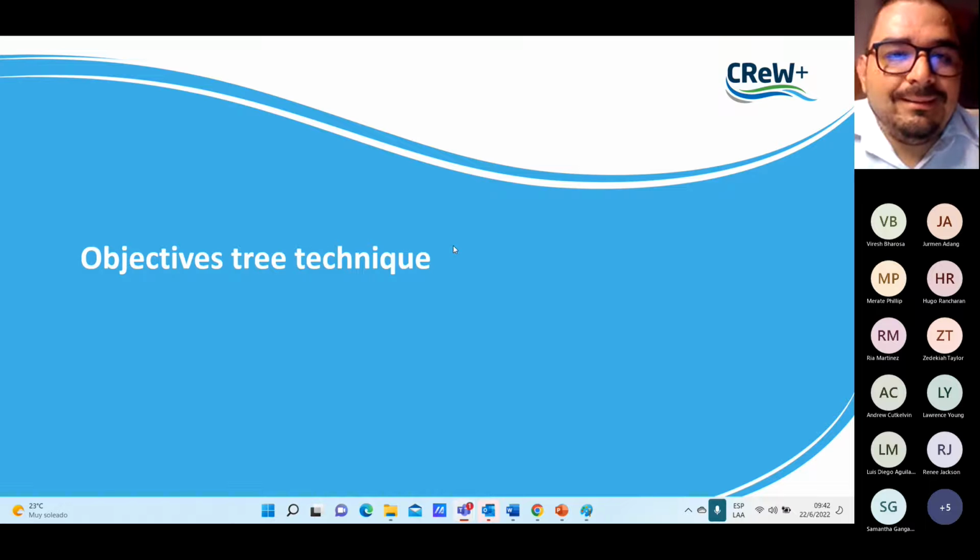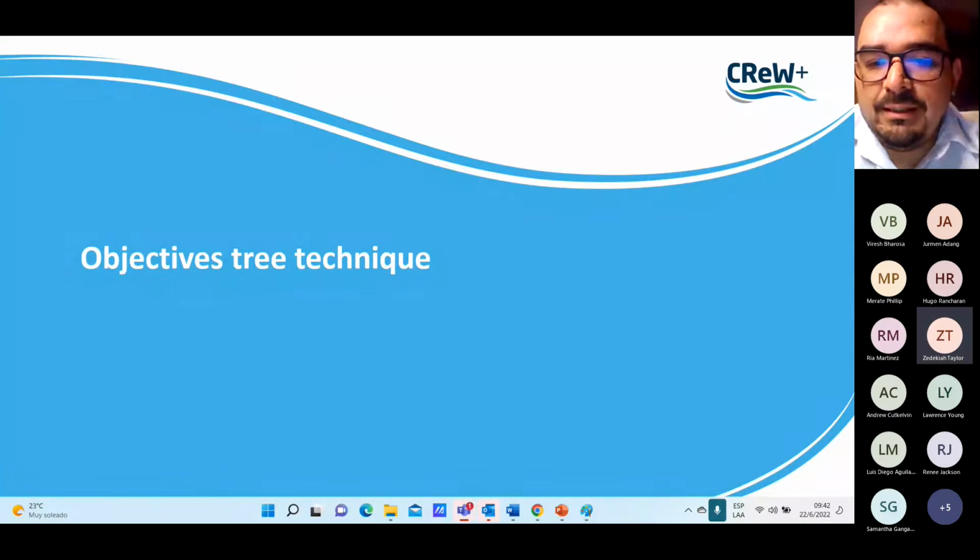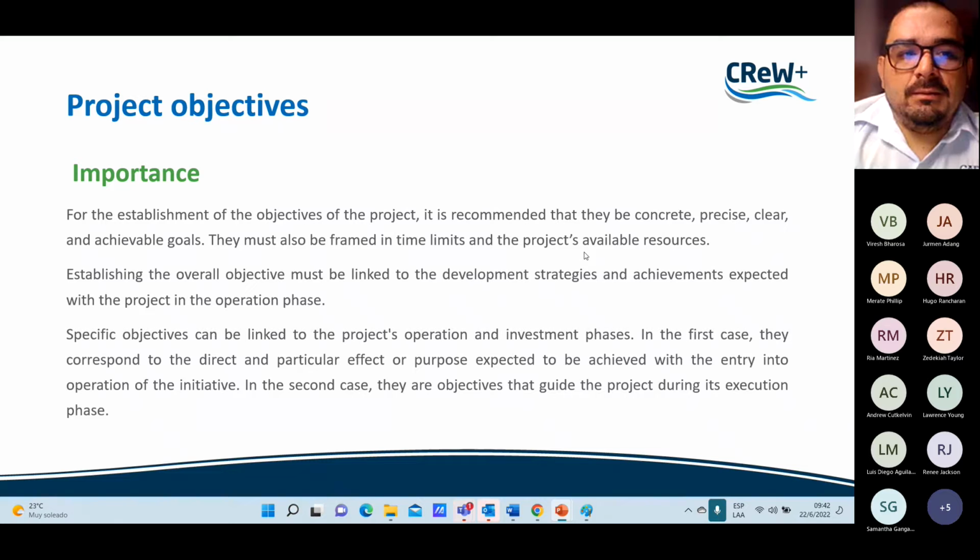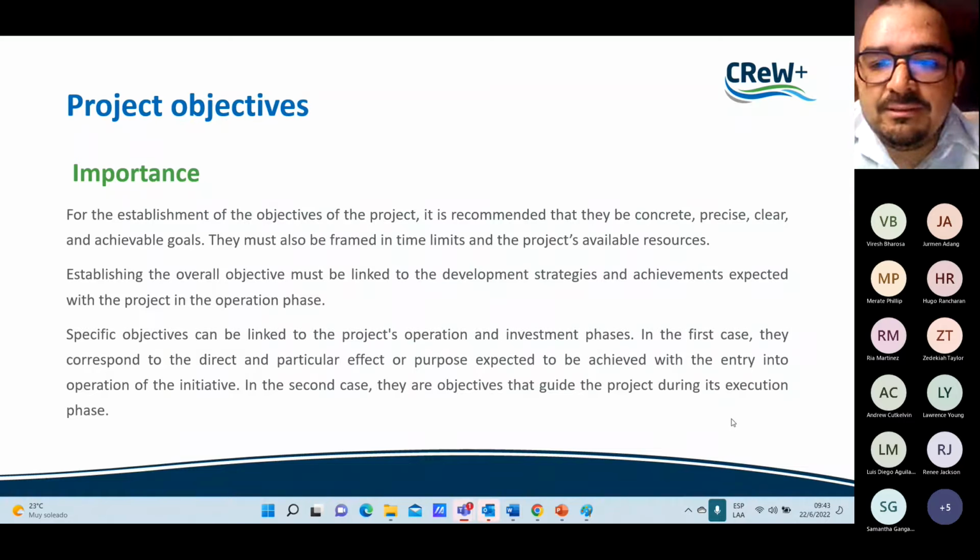Okay. In the last class, we talked about the problem tree technique. So right now we're going to discuss the objectives tree technique. So the project objectives, the importance. For the establishment of the objectives of the project, it is recommended that they be concrete, precise, clear, and achievable goals. They must also be framed in time limits and project's available resources.